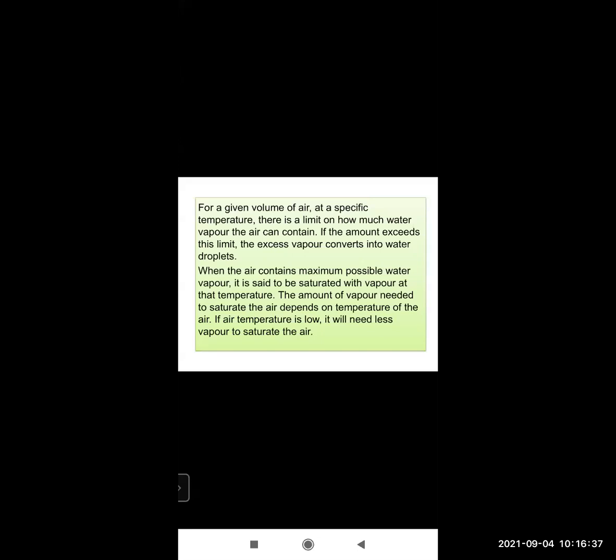The amount of vapor needed to saturate the air depends on the temperature of the air. If the air temperature is low, it will need less vapor to saturate the air. Clear? So the amount of water vapor present depends on the temperature of the air. If the temperature of air is very low, then it will need less water vapor to saturate the air. Now we'll see one example.